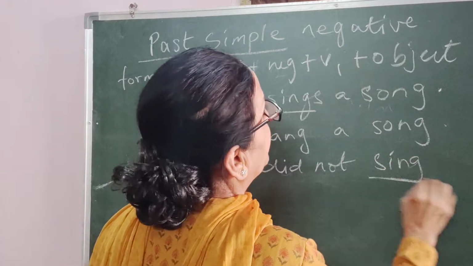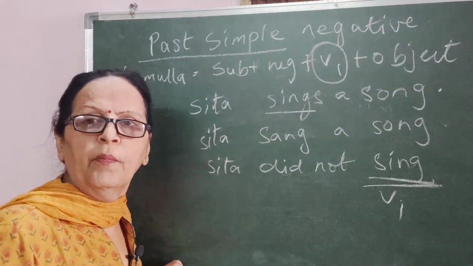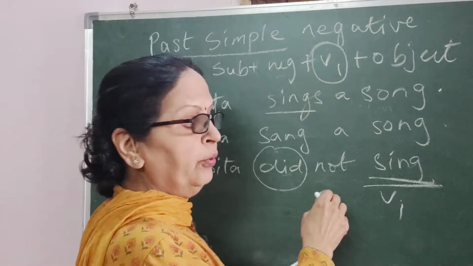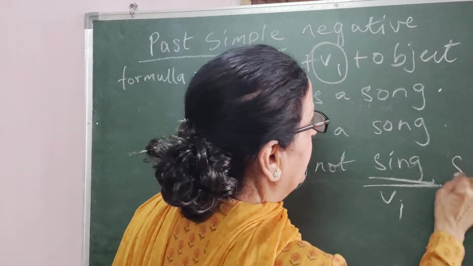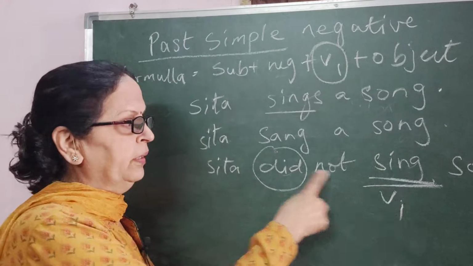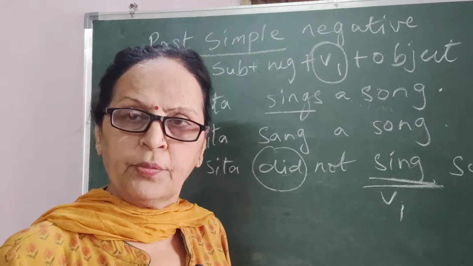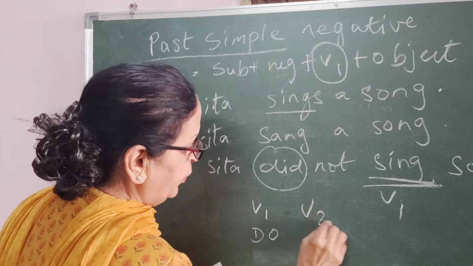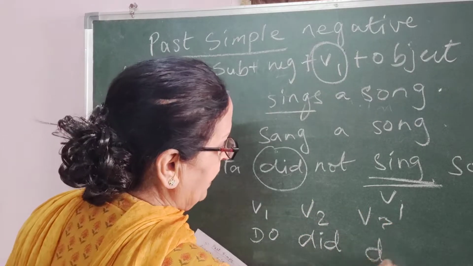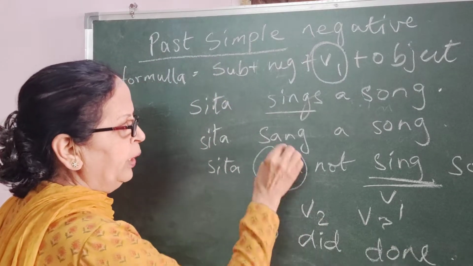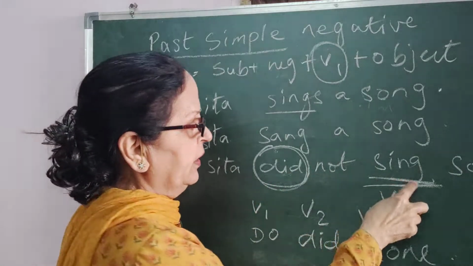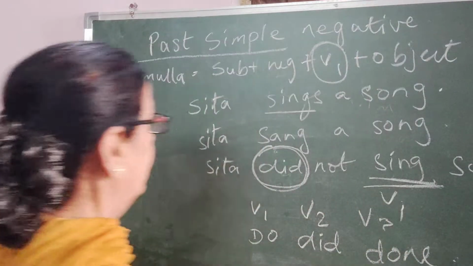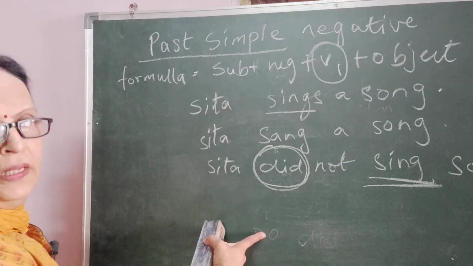Did not sing. The verb will remain first form. As you have got did, you have written did, the second form. Right? Do, did. Sing a song. So when you have added second form did here, your verb will remain in first form. Right? So the verb, I have told you, verb 1 is do, verb 2 is did, and verb 3 is done. Do, did, done. When we added verb second form did, the main verb will remain in first form itself. So I hope you can understand how we have to proceed with the negative sentences.